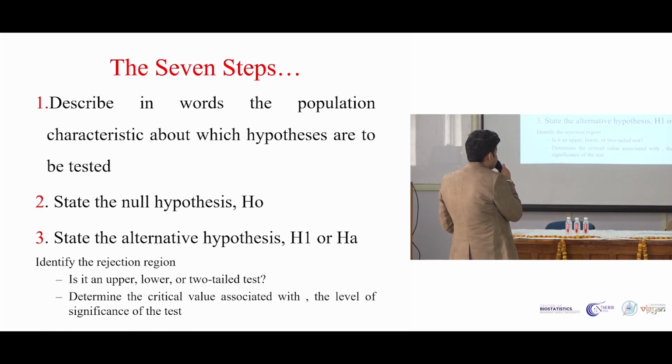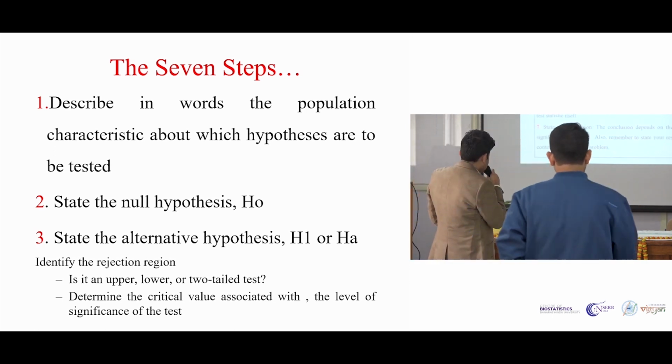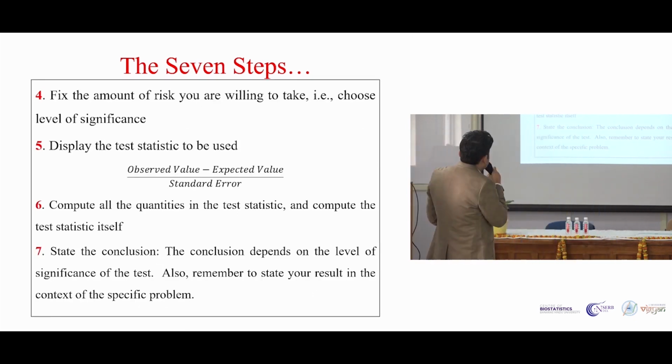Whenever we do hypothesis testing, we will follow these steps. First, describe in words the population characteristics about which hypotheses are to be tested. Second, state the null hypothesis H naught. Third, state the alternative hypothesis HA or H1, and check whether it is one-tailed or two-tailed. Fourth step, fix the amount of risk you are willing to take, that is, choose the level of significance.